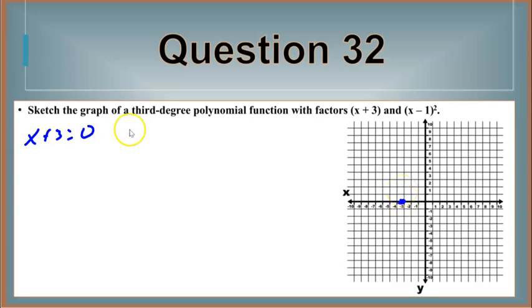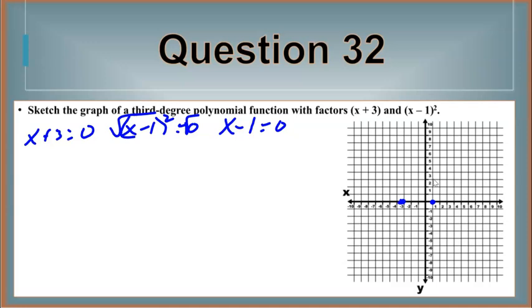And then if I did x minus 1 squared equals 0, find the square root of both sides, I would have x minus 1 equals 0. X would have to be a positive 1. But since I have 2 of them, I know it's not going to cross there. It's going to touch and then bounce off of it.